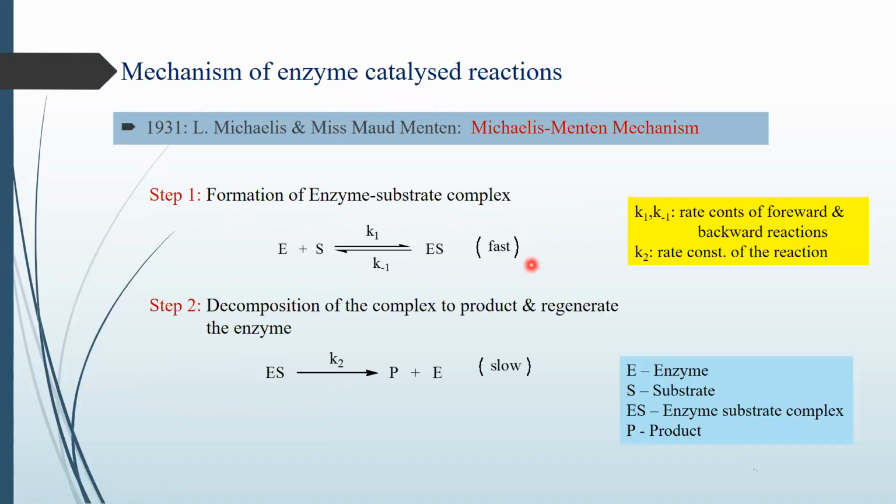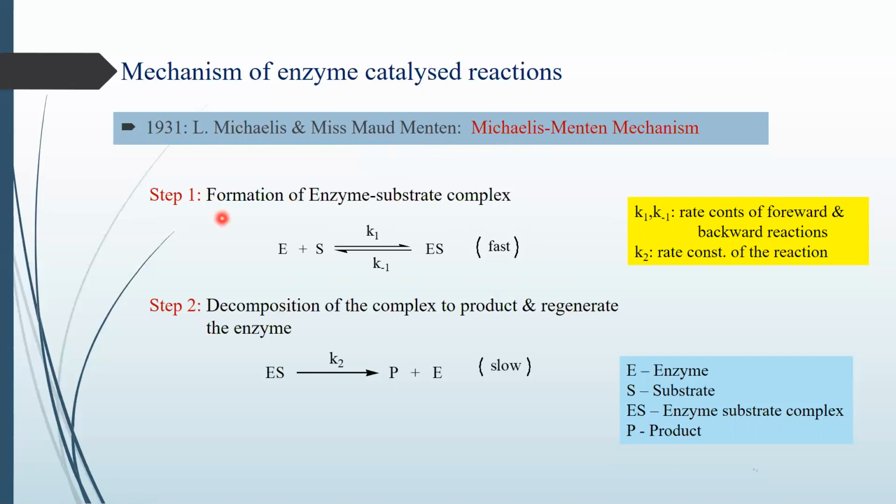Then, the mechanism of enzyme catalyzed reaction, that is, how an enzyme catalyzes a reaction. In 1931, L. Michaelis and Miss Maud Menten introduced a mechanism to explain enzyme catalyzed reactions. This is known as the Michaelis-Menten mechanism. This mechanism involves a two-step process. Even though the enzyme catalyzed reaction is a complex reaction, they proposed that there are two major steps.